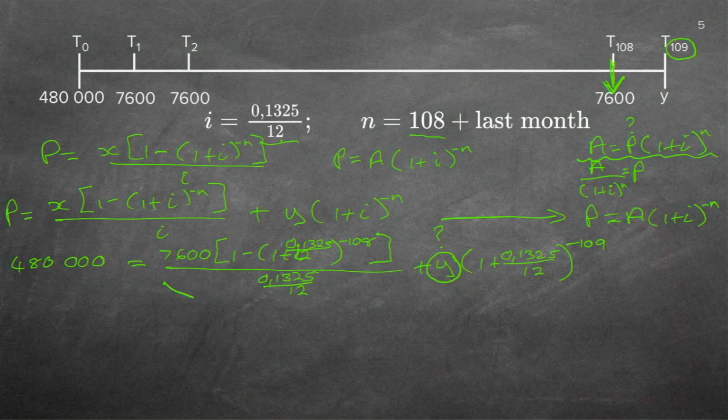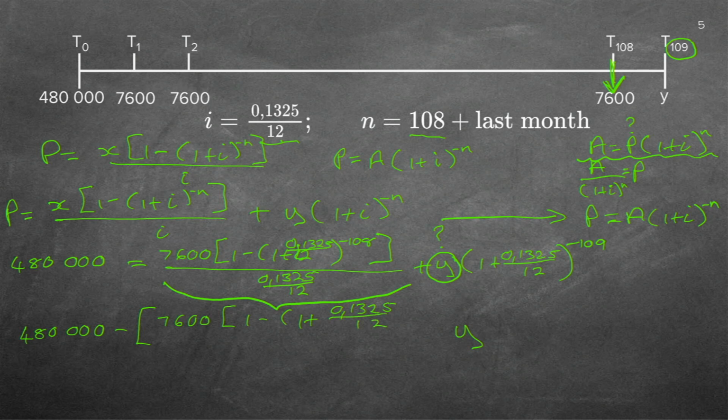There's this whole thing here. It's a loose term that has been added to the Y. I want a positive Y, so I'm going to keep my Y on the right-hand side here. And I'm going to do 480,000 minus, now I'm going to put it in a big bracket, that whole thing, 7,600 square bracket, to the power of minus 108, close the square bracket, all over 0.1325 divided by 12. Good.